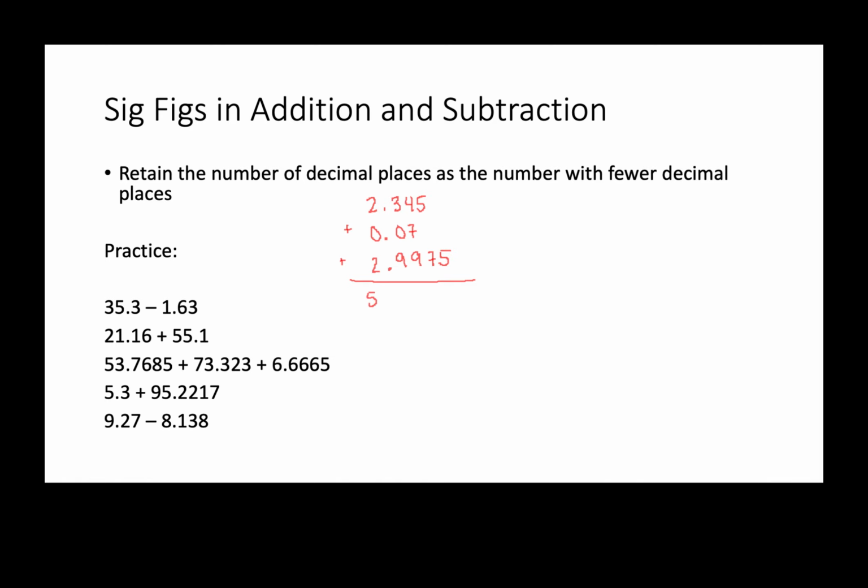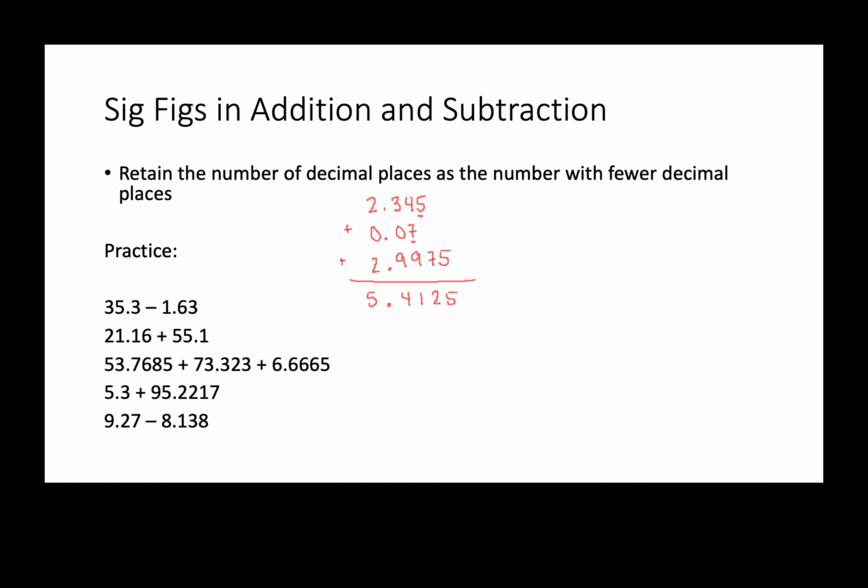So the answer to this, whether or not you're using a calculator, it's up to you, is going to be 5.4125, but we know we're not taking significant figures into account with that answer, so we have to account for our sig figs. So what we're going to do is look for the value with the fewest decimal places. So in this case, it would be the 0.07. There are only 2 place values after the decimal in this number.